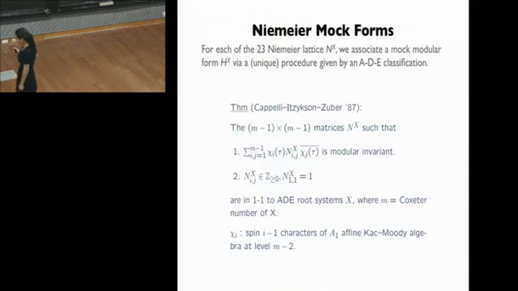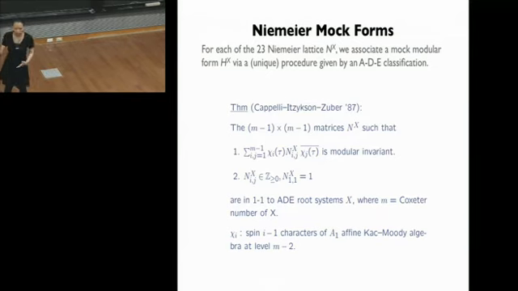So that gives you a uniform construction of 23 finite groups, which we call the Niemeier groups. And now we want to also construct, on the other side, the mock modular forms in a uniform fashion.